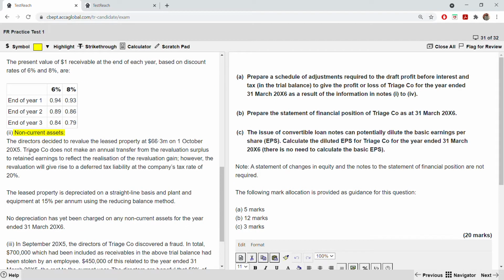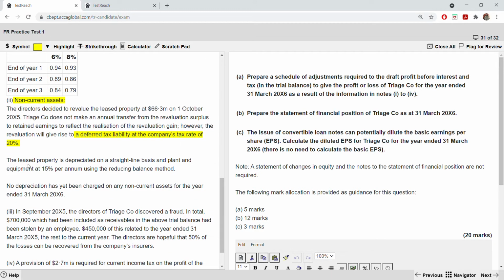So the directors decided to revalue the lease property on October 2005. The company does not make an annual transfer from the revaluation surplus to retained earnings to reflect the realization of the revaluation gain. However, the revaluation will give rise to a deferred tax liability at the company's tax rate. So deferred tax liability will arise because of what? The revaluation. And tax rate has been given at 20%.